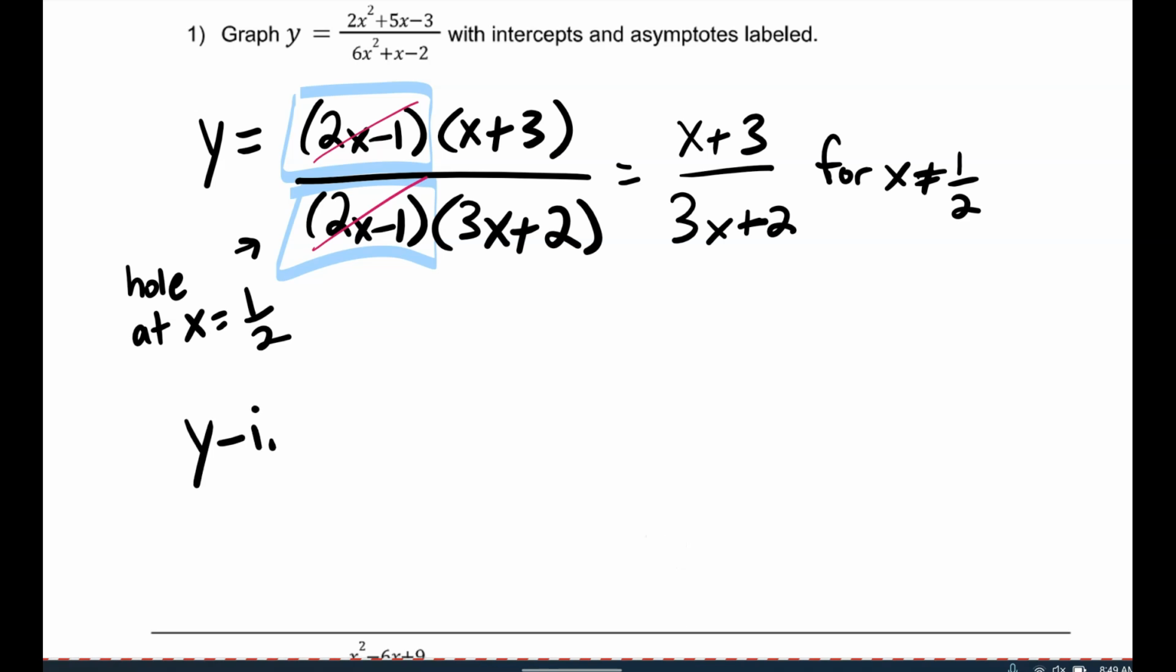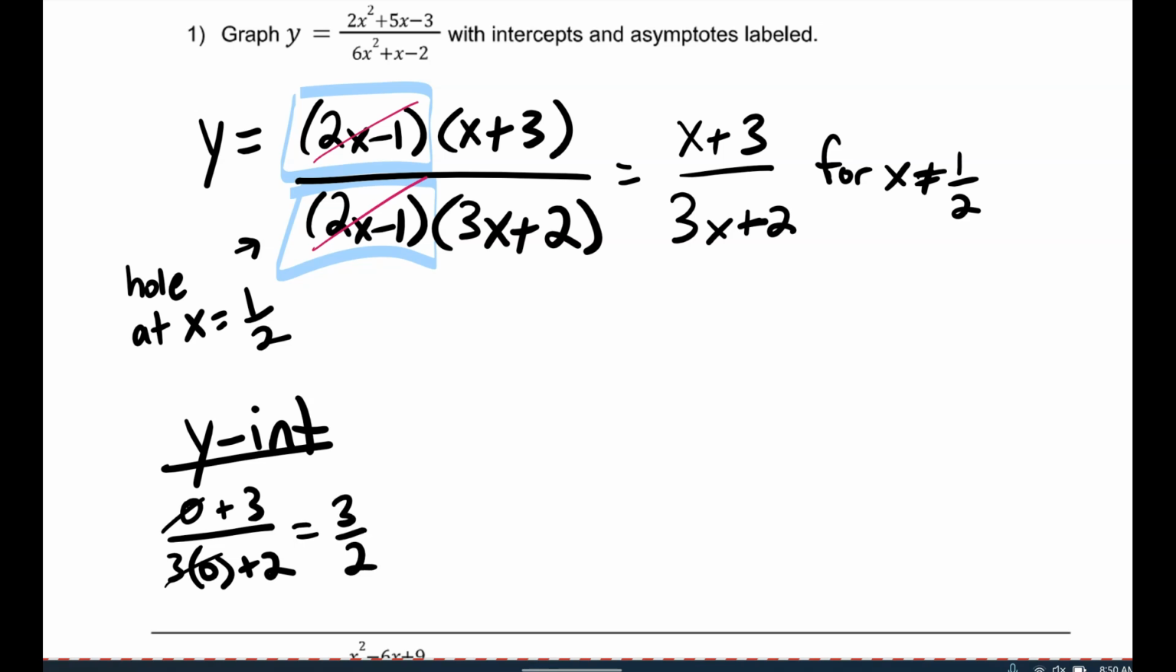For our y-intercept, remember that's when x is equal to 0. So you could probably do this by inspection. But if I plug in 0 for x, you might notice that everything that has an x in it is just going to go to 0. So all we're left with for a y-intercept is the ratio of whatever the constants are in the numerator and the denominator. So our y-intercept here is going to be (0, 3/2).